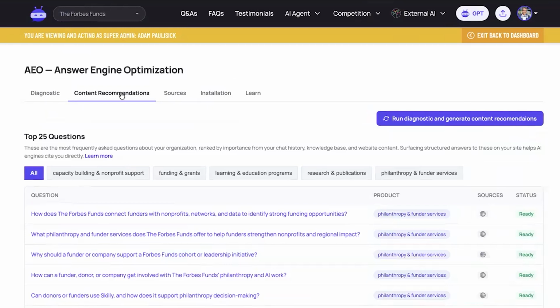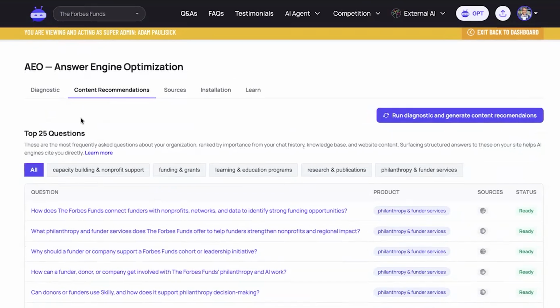Okay, the content recommendations is where it starts to get really interesting, and this is our special sauce here at Skilly. So the idea is these are the top 25 questions overall that we believe would help you become discoverable by a large language model. Now, of course, this can't be a guarantee. We're not always sure exactly the gray box of how these work, but it gives you an opportunity to understand which questions might be the spark or the opportunity to kind of reformat and have more present on your website.